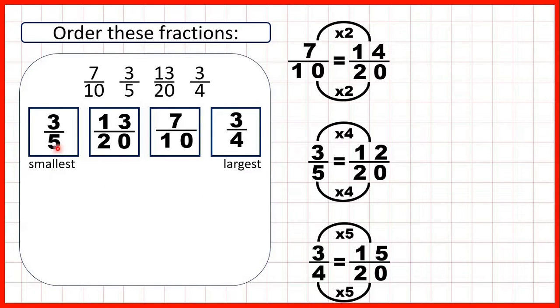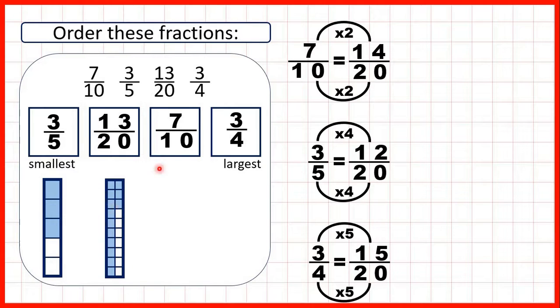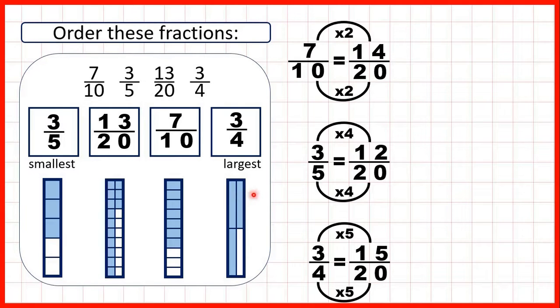So we can see the fraction bars. We have 3/5, 13/20, 7/10, and 3/4. The way that we compared these fractions was by changing 3/5, 7/10, and 3/4 into 20ths, and that made it easy for us to see which was smallest and which was largest.